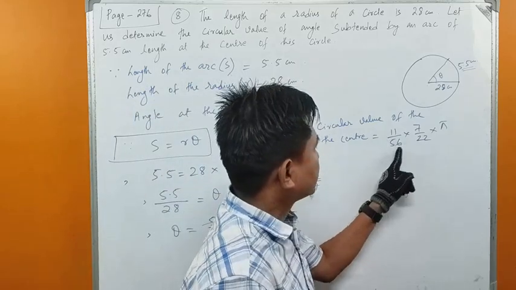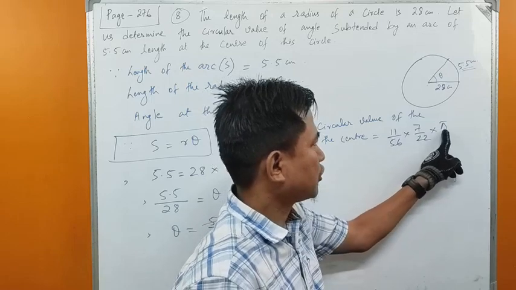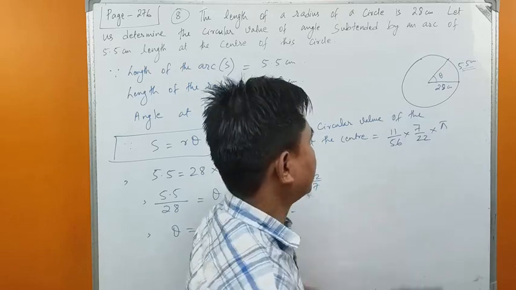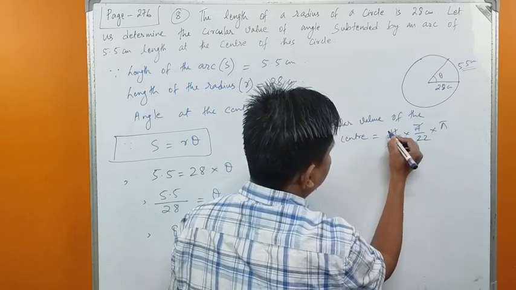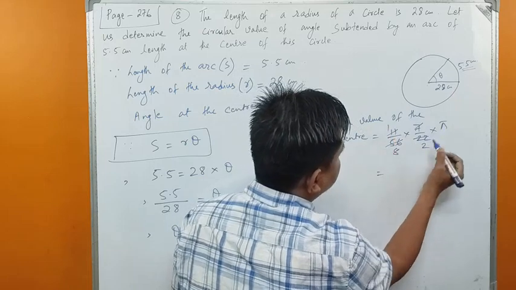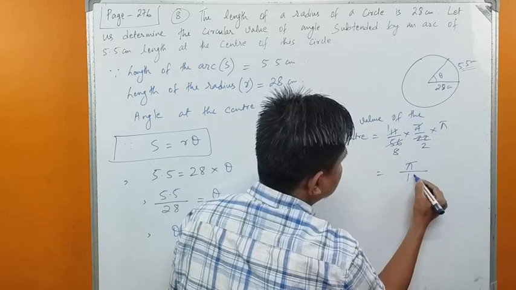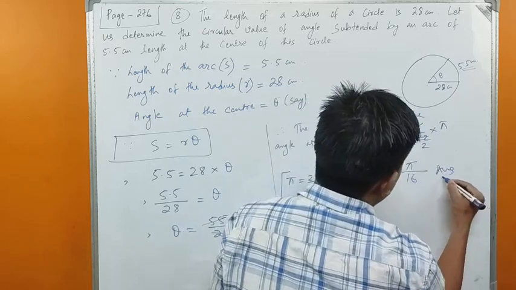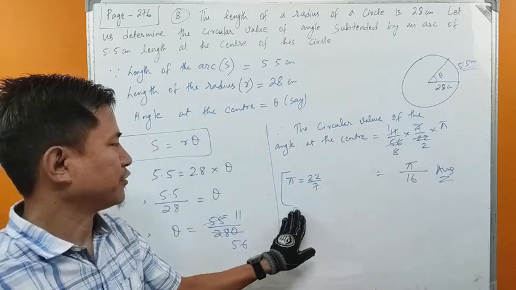So 11 upon 56 into 7 by 22 into pi. 7 by 22, 22 by 7, this will give us 1. So 7 1s are 7, 7 8s are 56, 11 1s are 11, 11 2s are 22. In the numerator we have 1 into pi, that is pi, and in the denominator 8 into 2, that is 16. So this is the circular measurement of the angle formed at the center of the circle. I hope you got this.